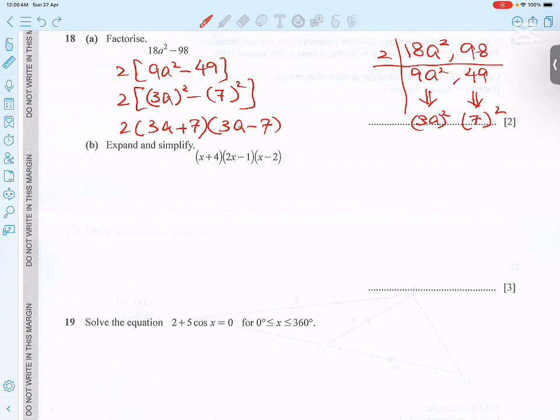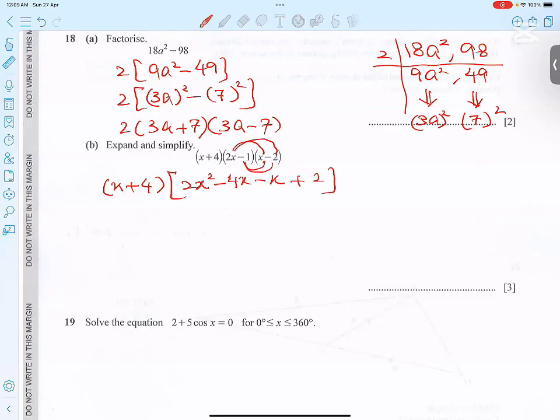So what is the technique? We have many ways: multiply them and keep this aside, or multiply them and keep the other aside. So I'm doing the first one. I'm keeping x plus 4 as it is and multiplying this 2x into x. So 2x to power 2, 2x into negative 2, negative 4x, and negative 1 into x, so negative x, and negative times negative, positive 2. After this, 2x to power 2, and these two terms will become negative 5x and plus 2.